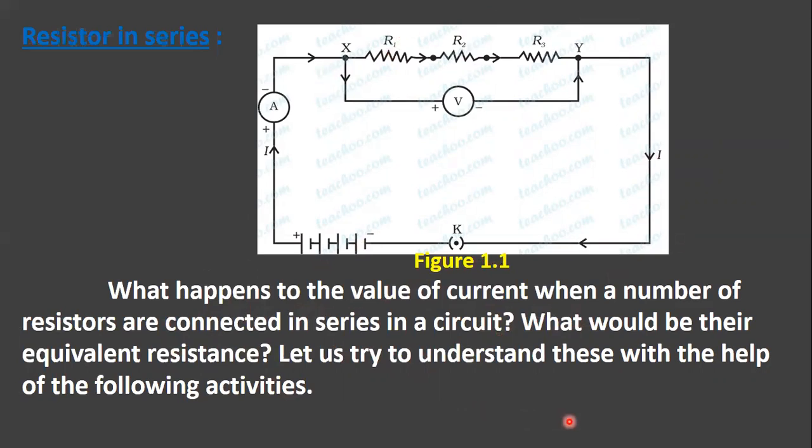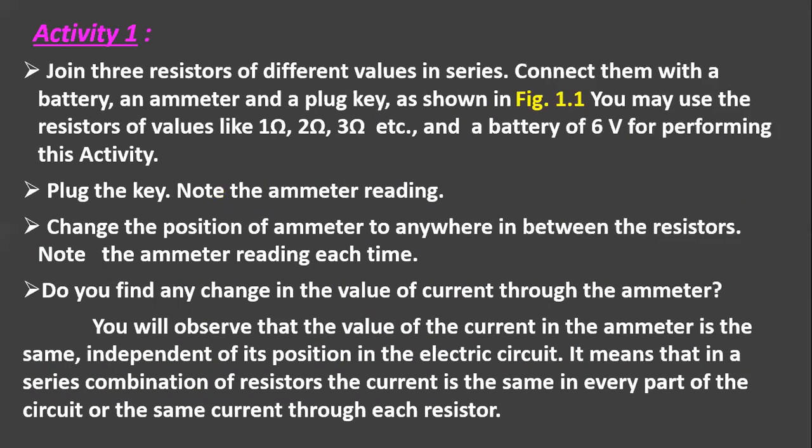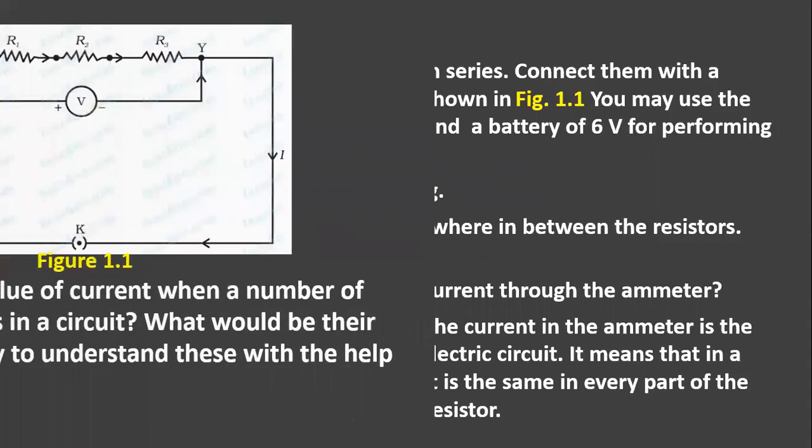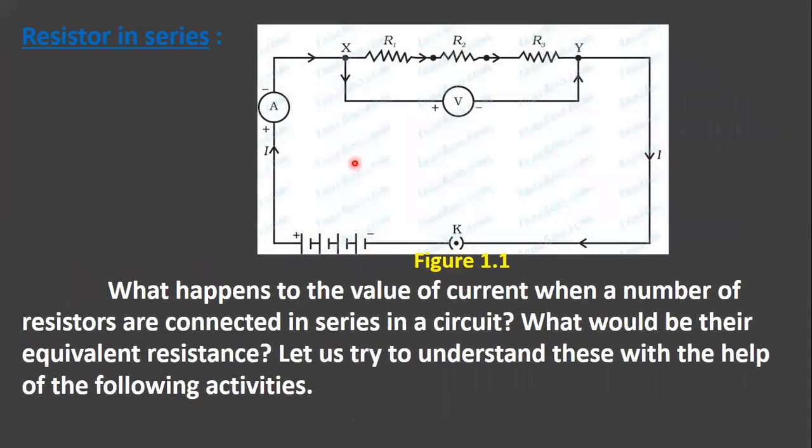Now let us try to understand this with the help of the following activities. We will discuss some activities here. First, you have to join three resistors of different values in series, means you have to connect the resistors end to end, and connect them with the battery, an ammeter and a plug key. See children, we have already connected the three resistors here with the battery, plug key and the ammeter.